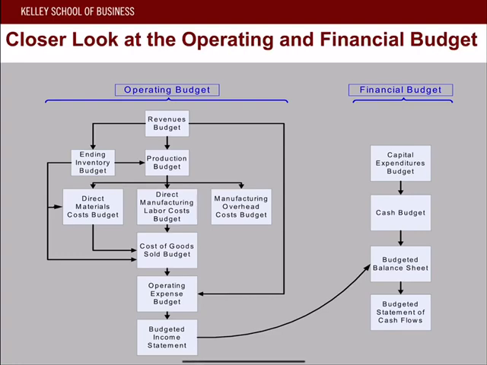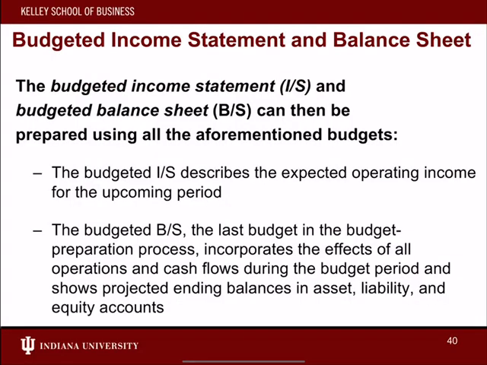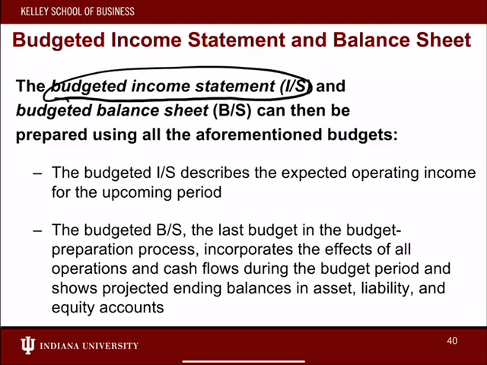So now we've gone through all our operating expenses. We finished all of this, and that really will get us to our budgeted net income. As we've seen, we've looked at revenues minus production costs minus operating expenses, and that'll get us down to our budgeted income statement. And then that will flow through and help us create our budgeted balance sheet.